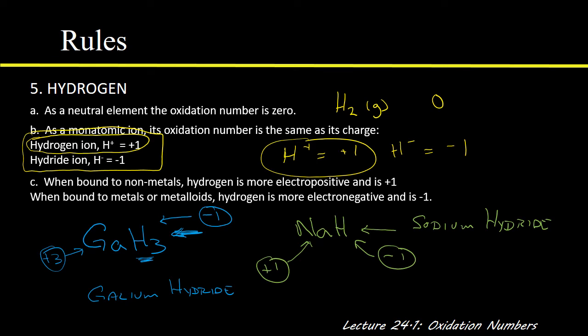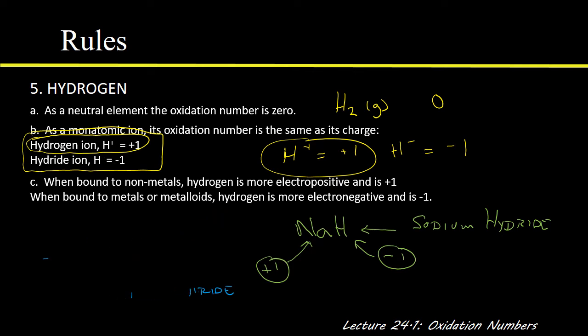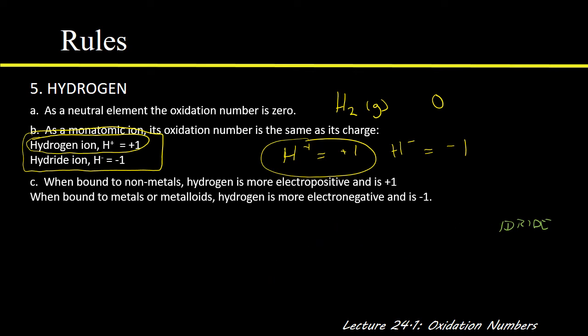All right. You can generally tell by the way that they're written. We usually write compounds with the most electropositive element first and the more electronegative element second. So when you're looking at things like gallium hydride, sodium hydride, or hydrogen chloride, you can tell by the way that they're written.